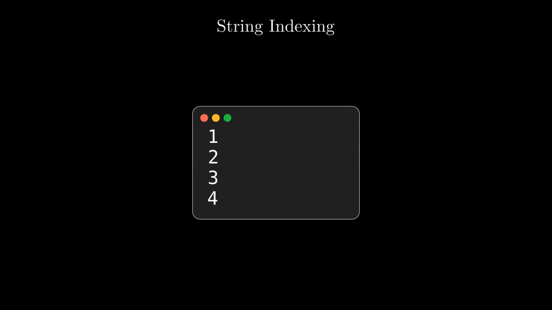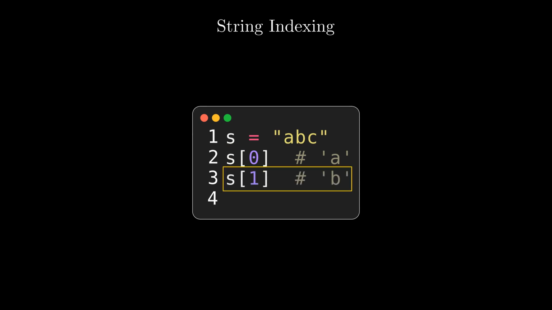Square brackets after a string extract a single character by position. The crucial rule: indexing starts at 0, not 1. Take s = "ABC". The character A sits at index 0, B at index 1, and C at index 2. So s[0] evaluates to the letter A. s[1] gives B, s[2] gives C.